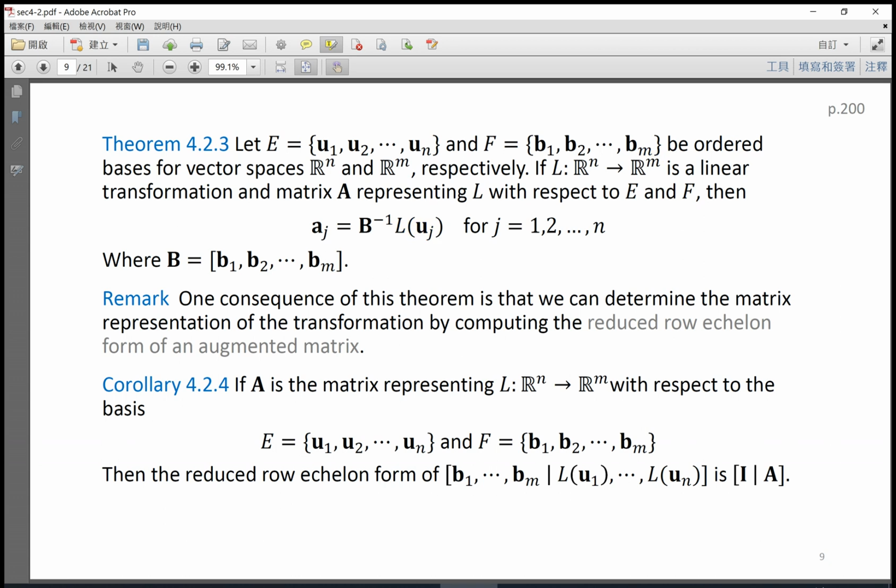One consequence of this theorem is that we can determine the matrix representation by computing the reduced row echelon form of an augmented matrix. The augmented matrix is B1, B2 up to Bm, L of U1, L of U2 up to L of Un. The augmented matrix has m rows and m plus n columns.